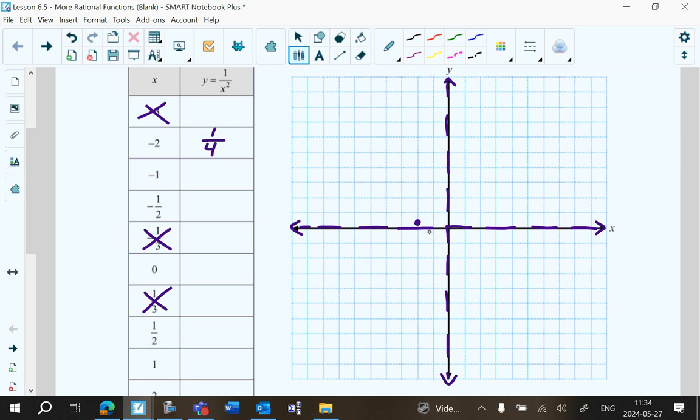What about when x is -1? 1 over 1, which is 1. And if x is -1/2, well, we might have to do a little bit of work here. So it's 1 over -1/2 squared. Well, -1/2 squared is 1/4. And what's 1 divided by 1/4? Same as 1 times 4 over 1, which is 4.